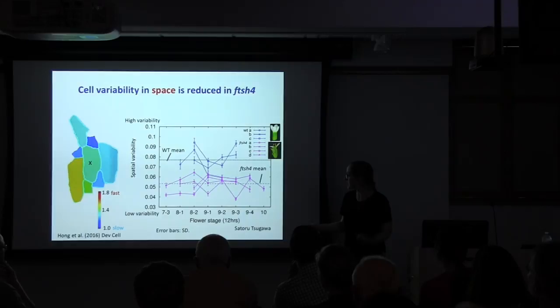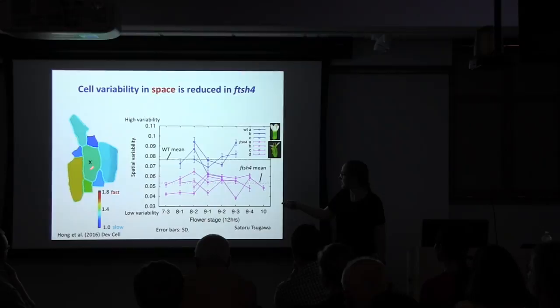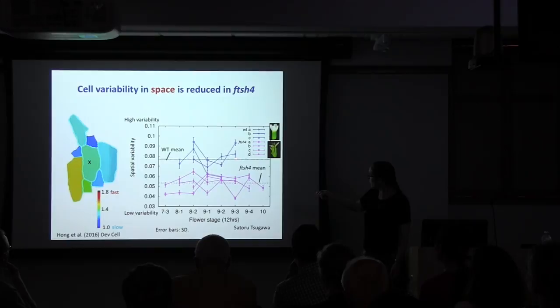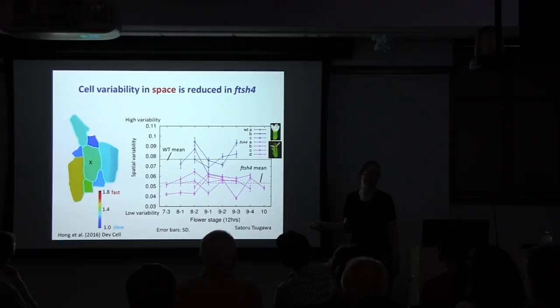And so we take each cell and look at all of its neighbors and assess how variable this cell is relative to how variable neighboring cells are. And we do that throughout the sepal and we get an average variability. So we've got wild type plotted in blue here, mutant plotted in pink, going from low variability to high variability over time. And what we find is actually wild type is more variable than the mutant.